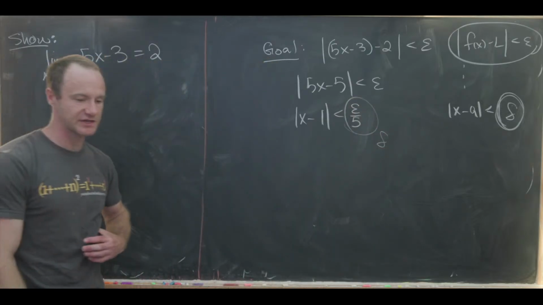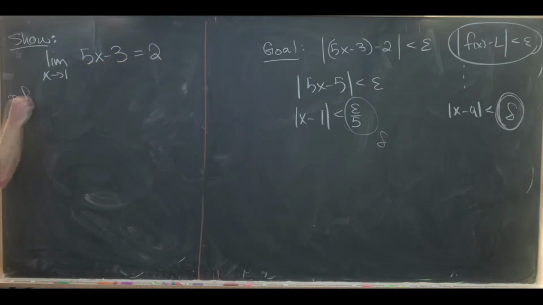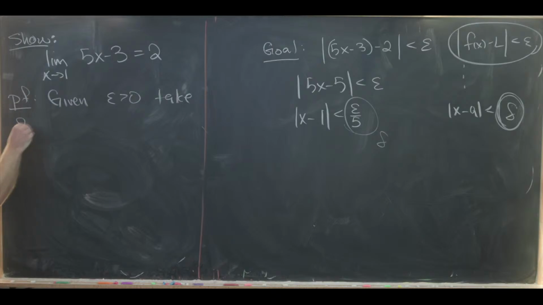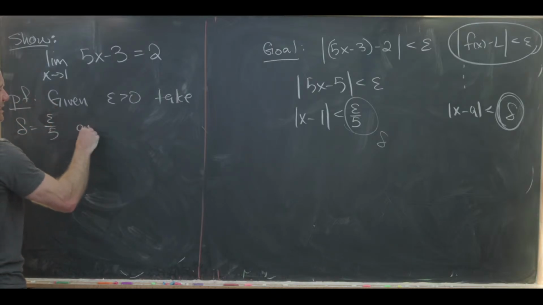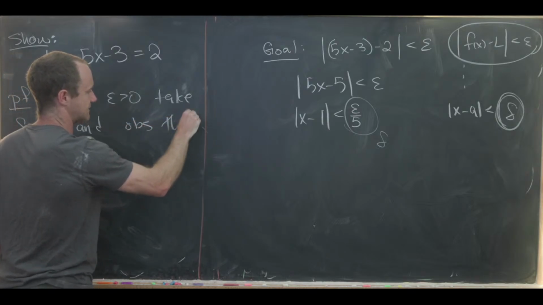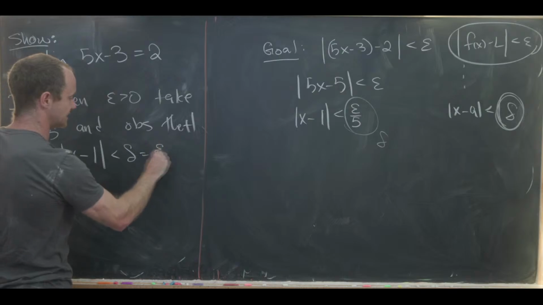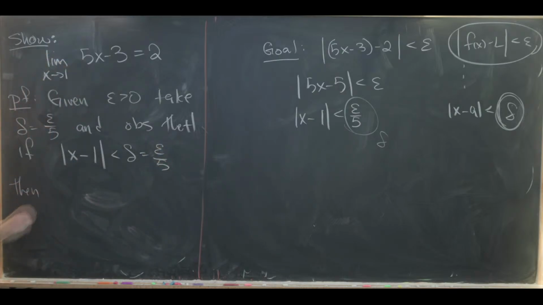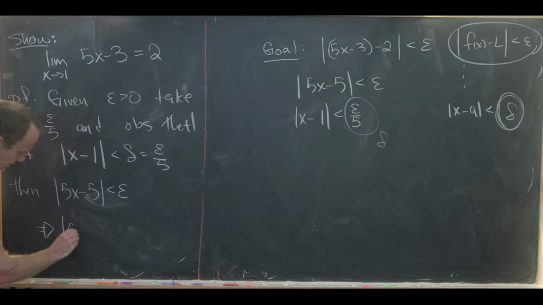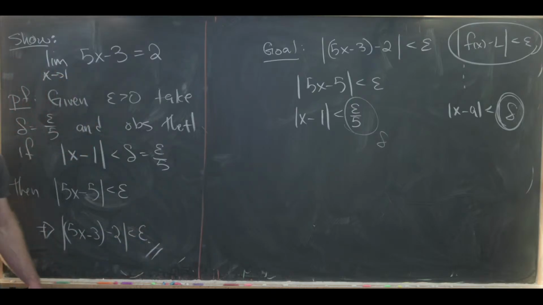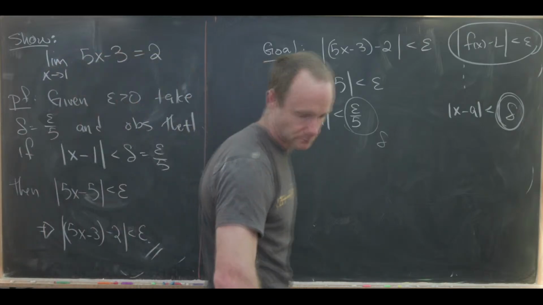So that gives us our choice for our delta. And now that we've done this simple calculation, we can write it in reverse. So, proof: given epsilon bigger than 0, let's take delta to be equal to epsilon over 5 and observe that if the absolute value of x minus 1 is less than delta, which is equal to epsilon over 5, then the absolute value of 5x minus 5 is less than epsilon, just by multiplying by 5, which is the same thing as saying the absolute value of 5x minus 3 minus 2 is less than epsilon, which is all that needs to be done here. Okay. Let's do another one.